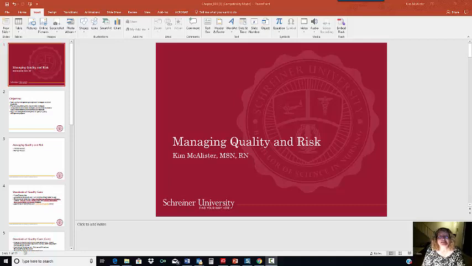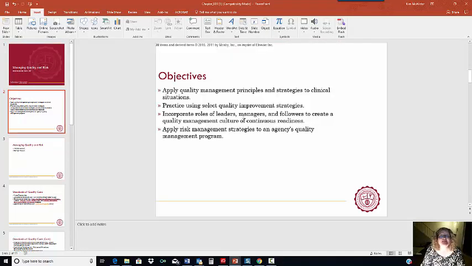As we discussed in the CMS lecture, quality indicators are used by patient care agencies and impact reimbursement as well as accreditation. So these are our objectives of what we will be discussing: learning how to use quality management and risk management, and applying it to a real situation.